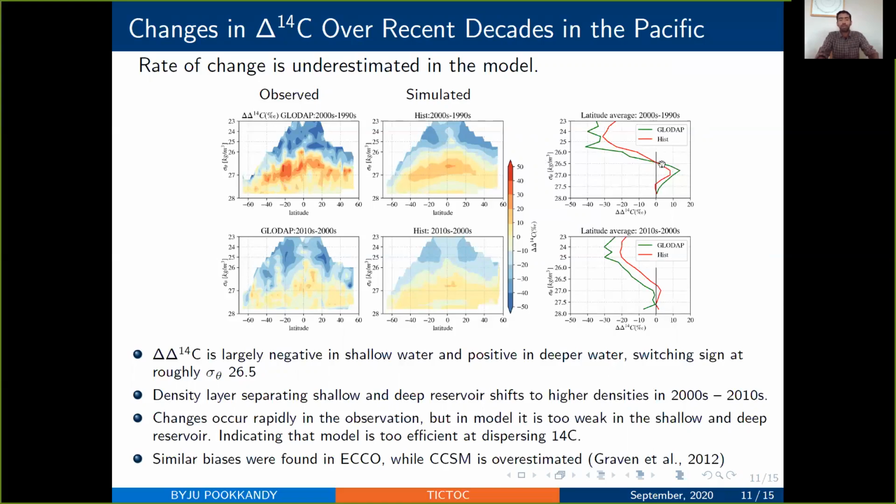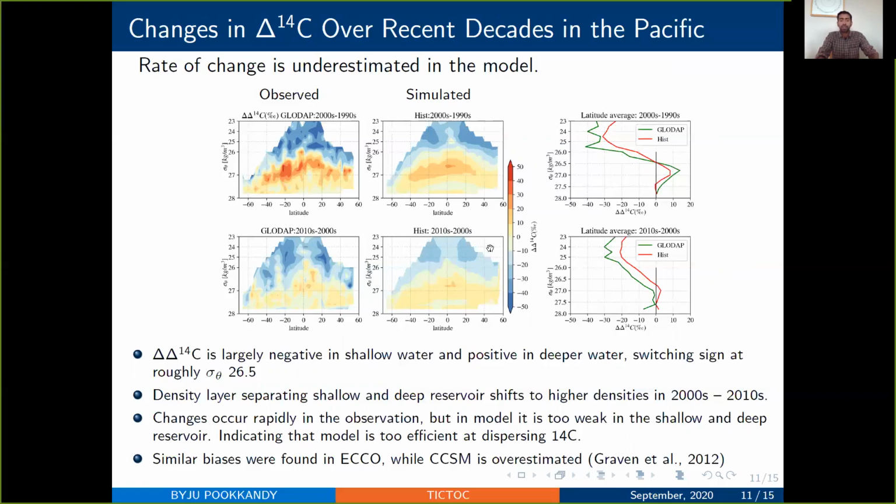The latitude average of the change shows that both the model and the observed records are in good agreement, but with a slight bias. Looking at the recent changes in the 2010s and 2000s, the changes are reduced. Also, the change occurs rapidly in the observation, but in the simulation it is too weak in the shallow and deep reservoir, indicating that the model is too efficient at dispersing C14 into the deep ocean.